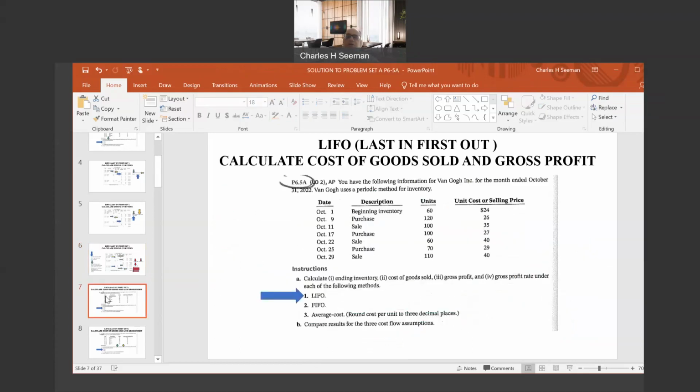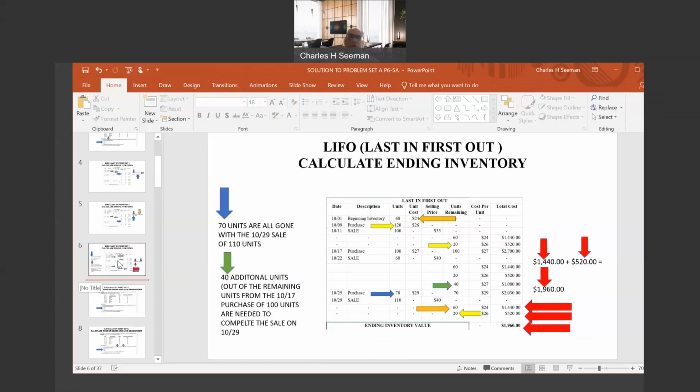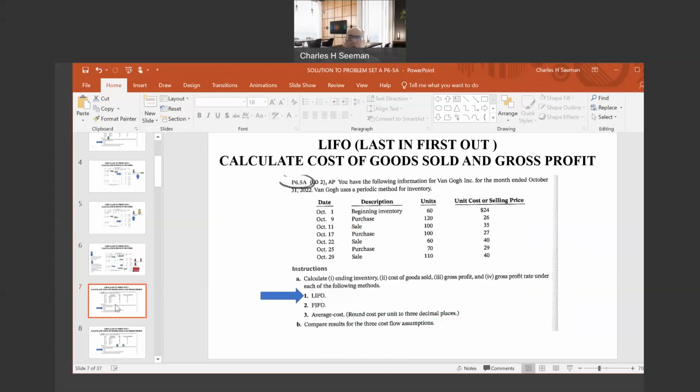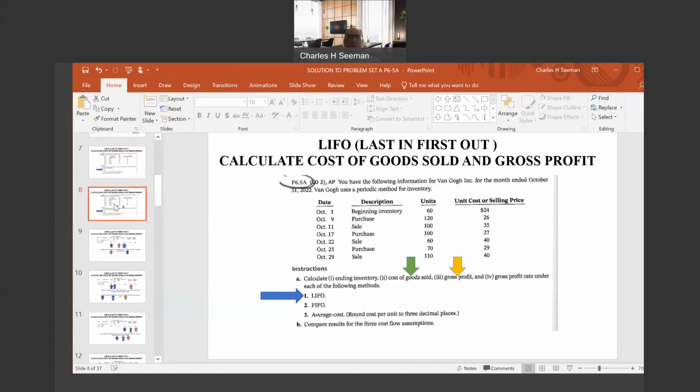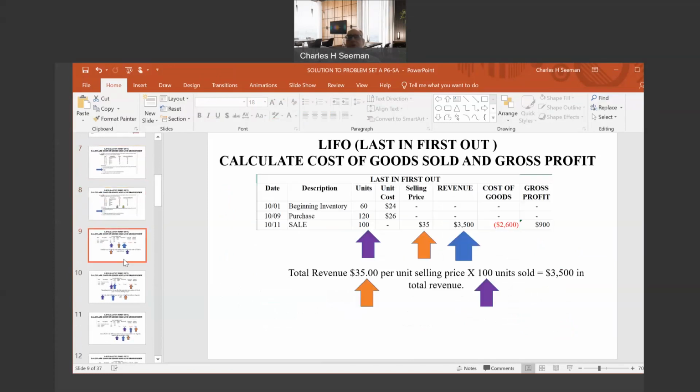Now we're going to calculate cost of goods sold and gross profit. So here's the ending inventory, 1,960 under last in, first out. Now we're going to do cost of goods sold and gross profit. So total revenue is simply the selling price times the number of units. We sold the units for $35 per unit, and we sold 100 units, and we generated $3,500 worth of revenue.